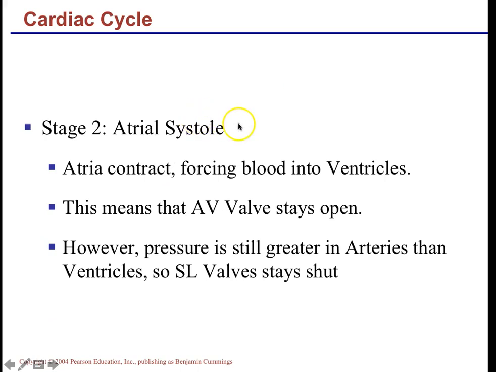Stage 2 is called atrial systole. So your atria now contract, and once they contract, they force that blood into the ventricle. Your AV valve obviously stays open, but your semilunar valves are still shut because the pressure is still not greater than the blood in the arteries.